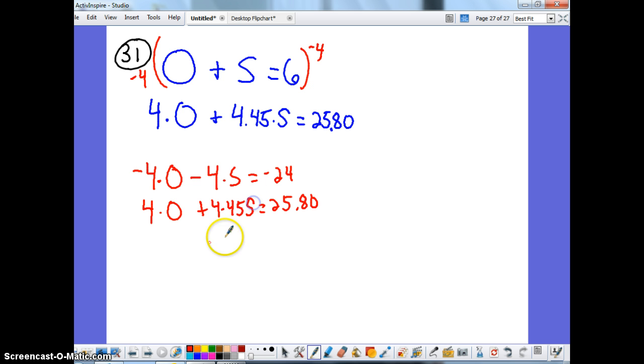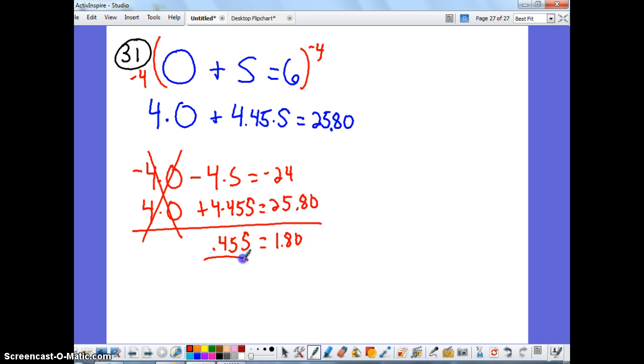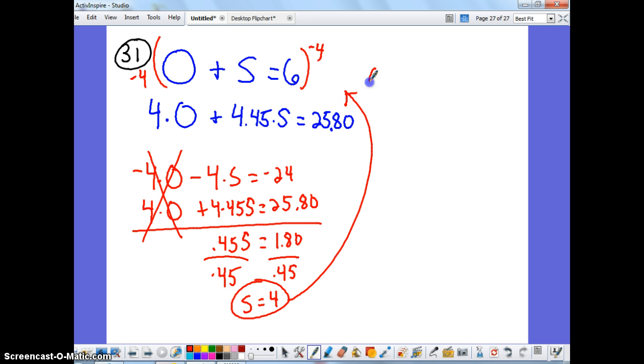I'm going to eliminate my first one, the O's. So again, these go away. Add together here, you get 0.45S is equal to 25.80 minus the 24, which is $1.80. You're going to divide by the 45 cents here, and you get S is equal to 4. So I bought 4 bags of the sunflowers. If you remember, when you take this and plug it in, the oysters plus my now 4 bags of sunflowers is equal to 6. So O is equal to 2 when you subtract it off.